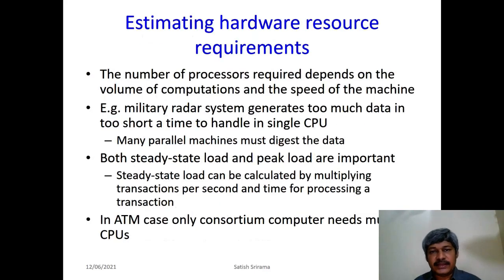The first thing is estimating the hardware resource requirements. The number of processors required for running a particular subsystem depends on the volume of computations and the speed of the machine. For example, in our ATM case, you don't need that much processing, which we have already estimated in terms of performance. But think about a military radar system that generates too much data in too short a time. You cannot handle that in a single CPU.